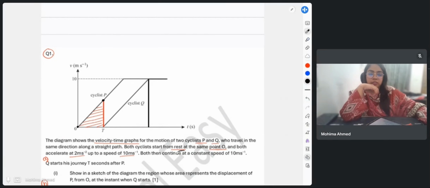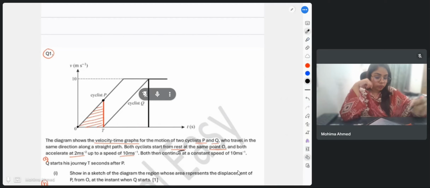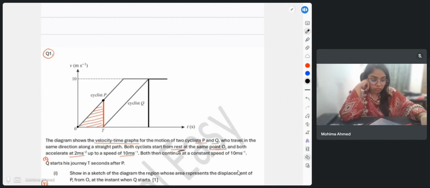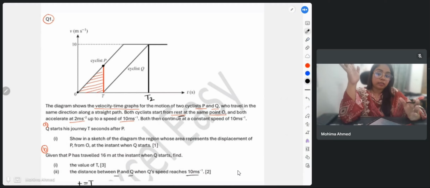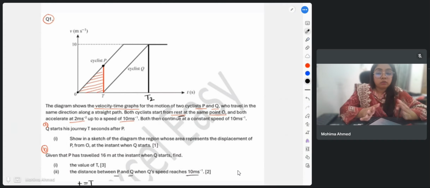Okay, so as we were saying, we need to find out the distance at this point. For example, I'm going to consider this time as maybe capital T2. At this capital T2 time, what is the distance traveled by cyclist P, what is the distance traveled by cyclist Q, and what would be the difference between their distances at this T2 time.